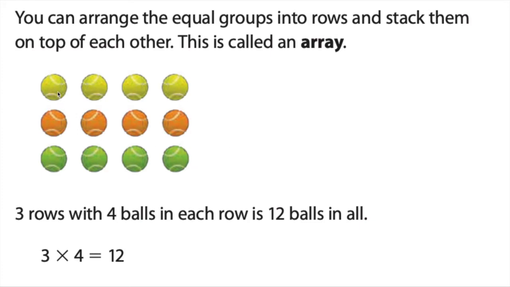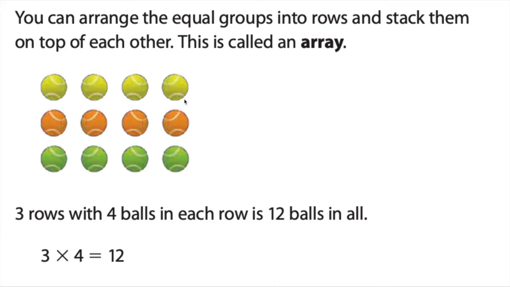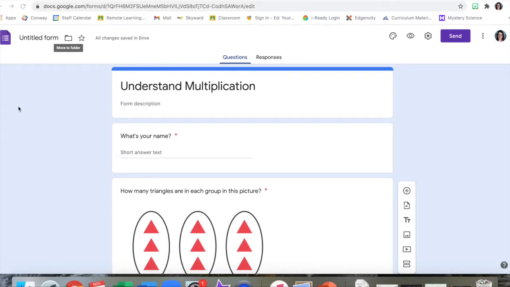Now there are 3 rows with 4 balls in each row, and that's 12 balls in all. Same equation, same product, but we just organized the factors in a way that might make it easier to see and count them. All right, let me walk you through the assignments you're going to do today.